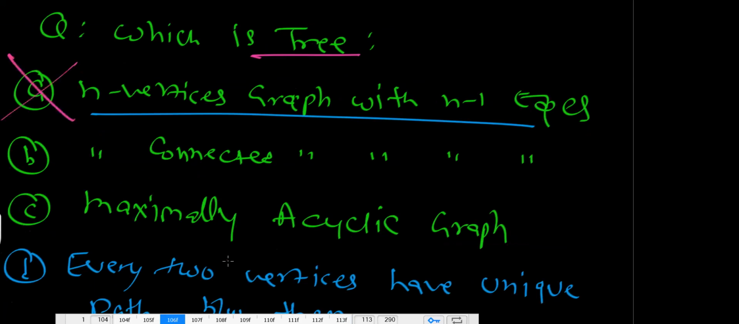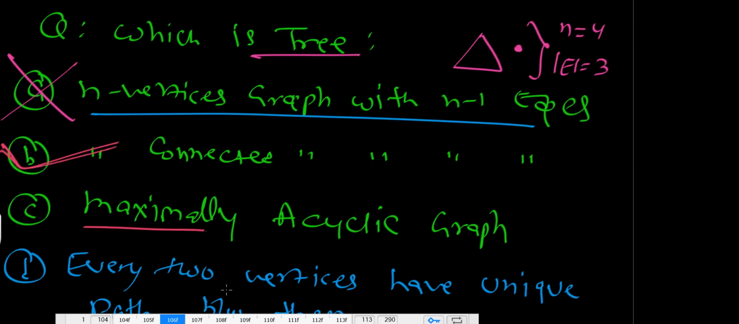No, we have already seen. What is the counterexample of this? For example, consider this graph. Here n equals 4 and number of edges equals 3. So this graph is not a tree. N vertices connected graph with n-1 edges. Yes, this is correct. Maximally acyclic. Yes, this is correct. Every two vertices have a unique path. This is correct. All these definitions, are they clear?